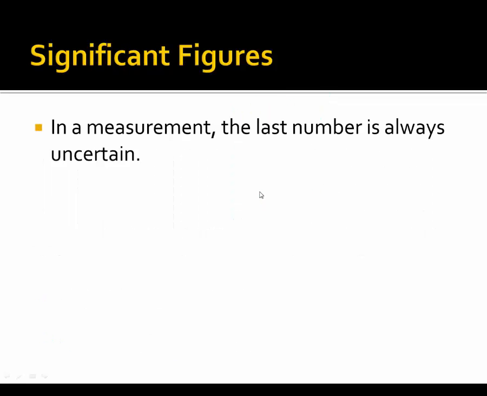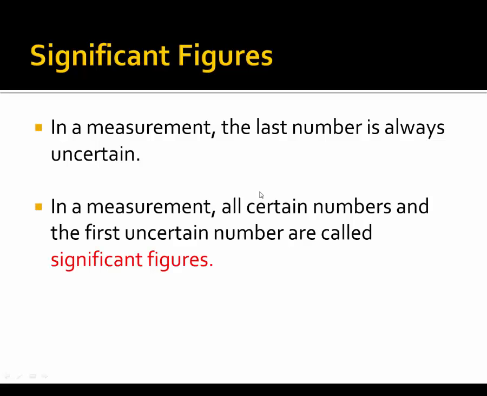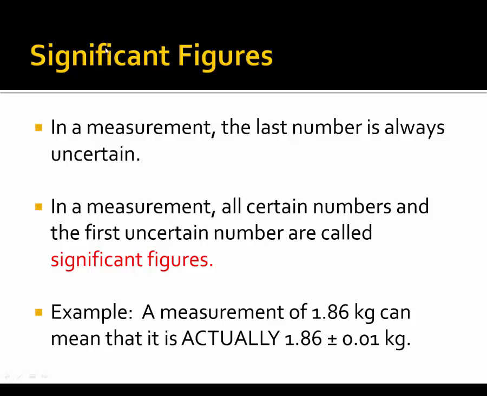So let's talk about significant figures. In a measurement, the last number is always uncertain. In a measurement, all certain numbers and the first uncertain number are called significant figures. So essentially, any number that is not 0 is a significant figure. And then zeros, when you see a 0, it just depends. For example, a measurement of 1.86 kilograms actually means 1.86 plus or minus 0.01. So this uncertain number here, plus or minus one digit here.